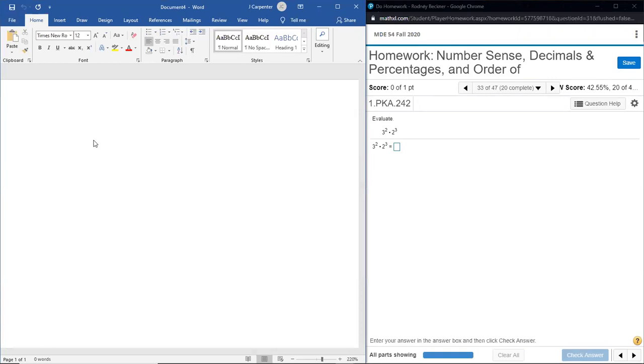So if you have anything that looks like this, b is your base, and that gets multiplied over and over and over. n is what we call our exponent. That tells us how many times to multiply something over and over and over.